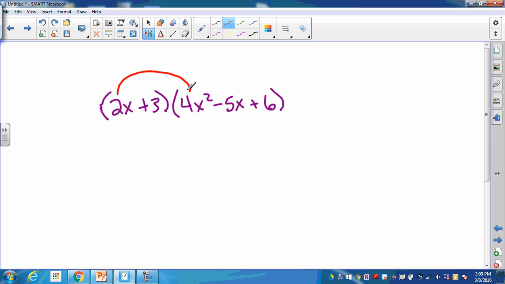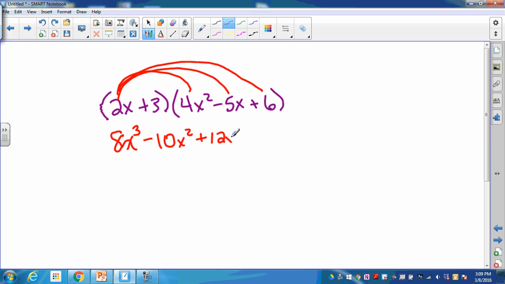So 2x times 4x squared is going to give me 8x to the third. Let's fix that. Okay. X to the third. All right. Then I'm going to do 2x times minus 5x, which is going to give me negative 10x squared. Then I'm going to do 2x times 6, which is going to give me plus 12x.